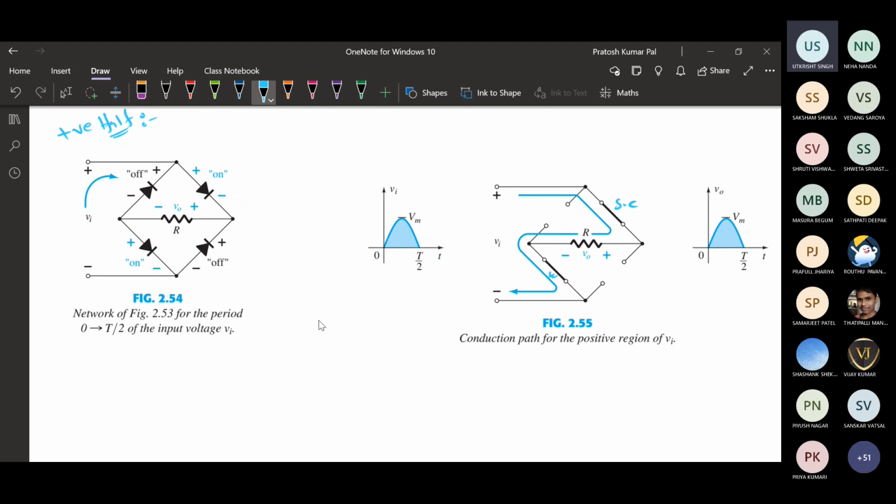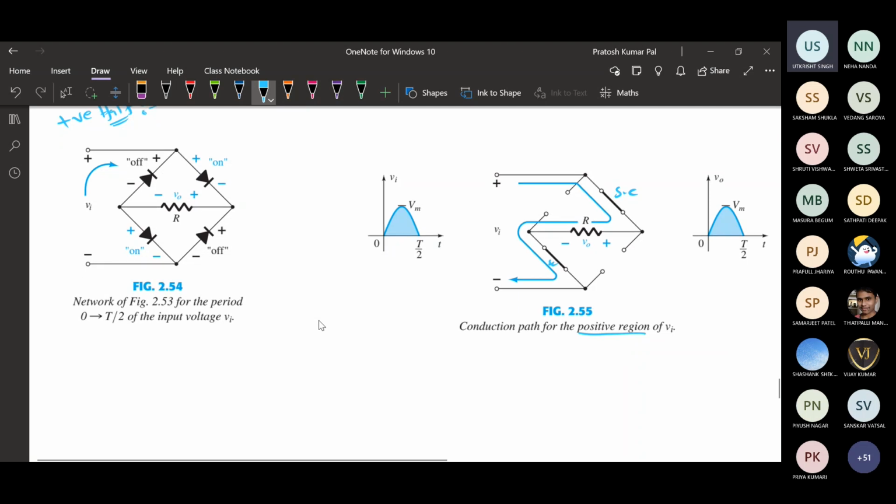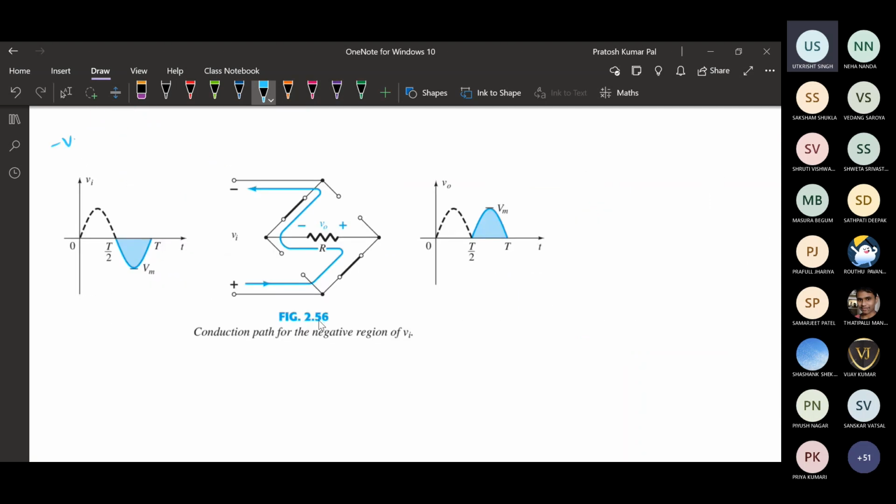So whatever input we are applying, the same input we will be obtaining at the output for the 0 to T/2 time period, that is for the positive region.